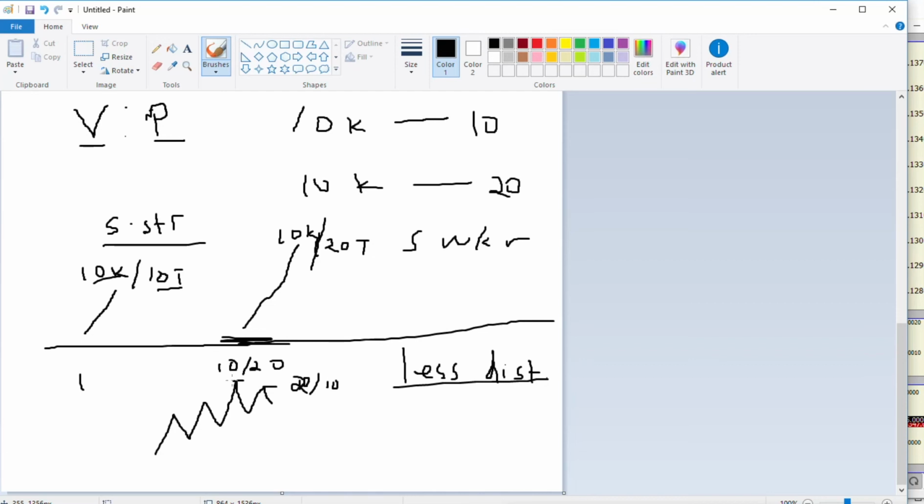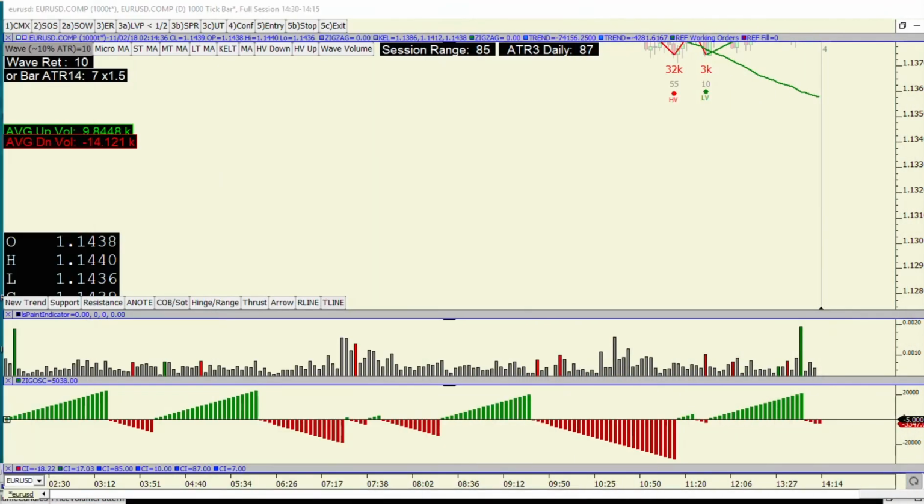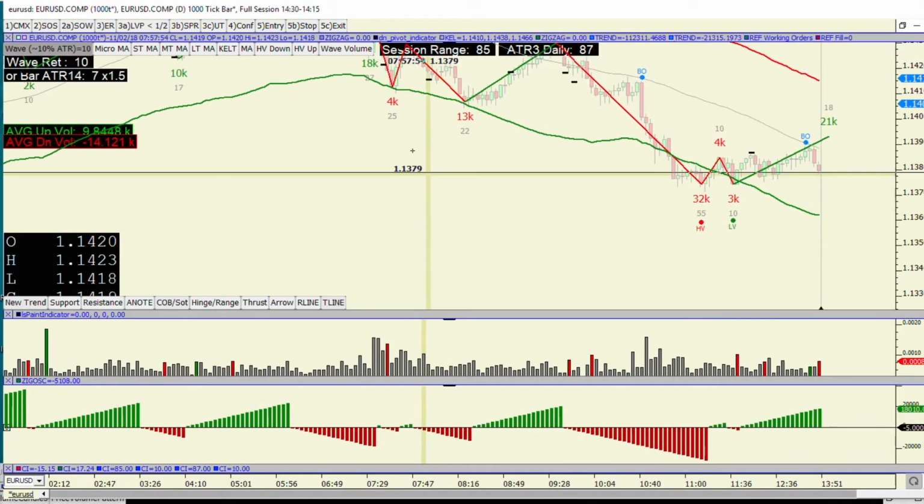This is the essence of tape reading. Using supply and demand. This is the law of supply and demand, and how to interpret it at a very fundamental level using price and volume. So now, real examples where you see this.